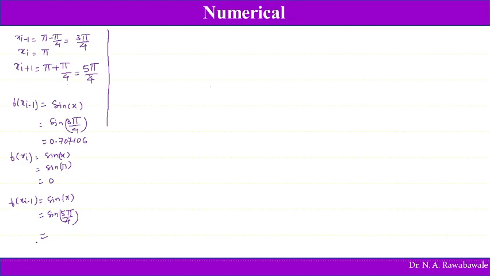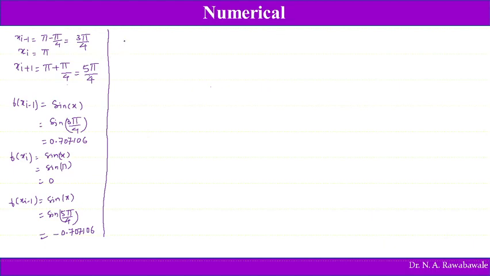Sin 5 pi divided by 4. So this works out as minus 0.707106. So now we know the material that is required for us, and from this we can use various formulas: forward difference formula, backward difference formula, then center difference formula for finding the first derivative.